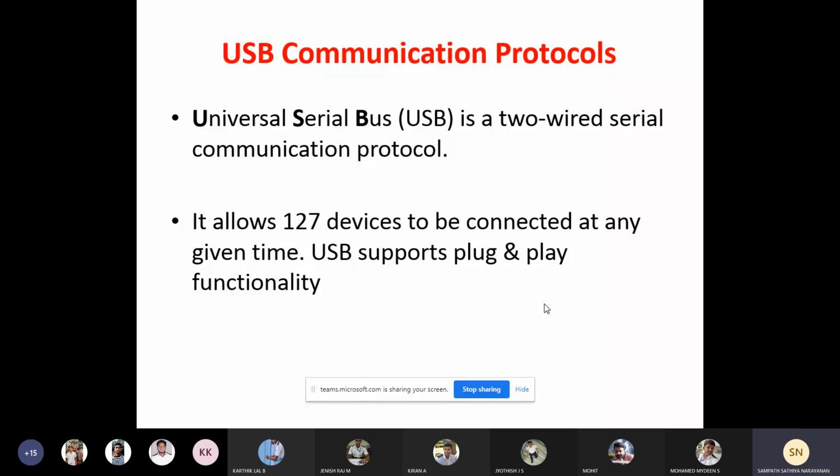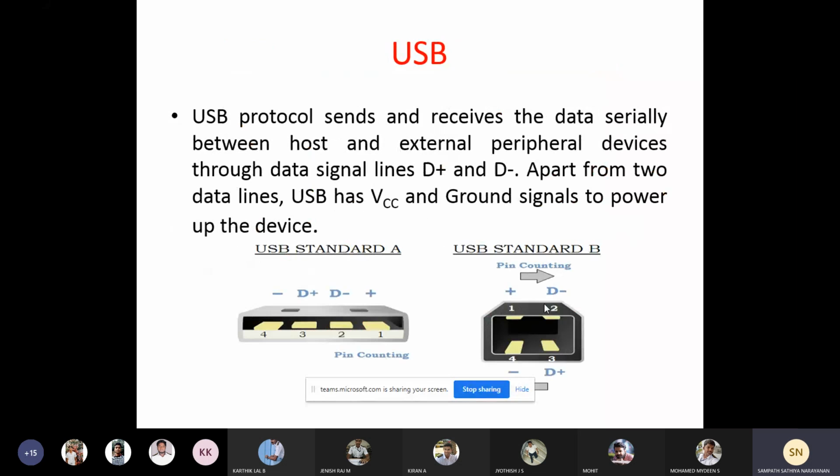Most of the electronic gadgets are provided with this universal serial bus interface. They support differential data transmission, which is D plus and D minus. With the help of these differential lines, the data will be transmitted. The advantage of this differential data line transmission is that the noise effect will be very less. So it is a balanced transmission.